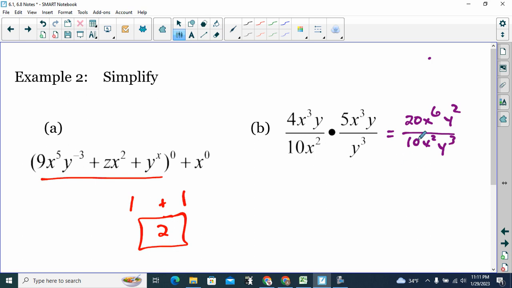Now I'm dividing. 20 divided by 10 is 2. X to the 6th divided by x to the second. When I divide, I subtract exponents. 6 minus 2 is 4. 2 minus 3 is -1. And negative exponents go in my denominator. 2x to the fourth over y.